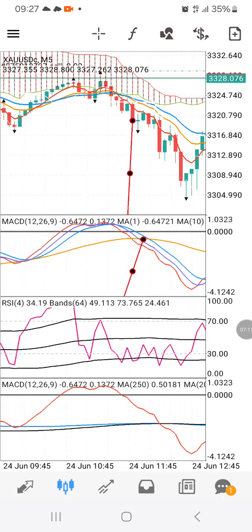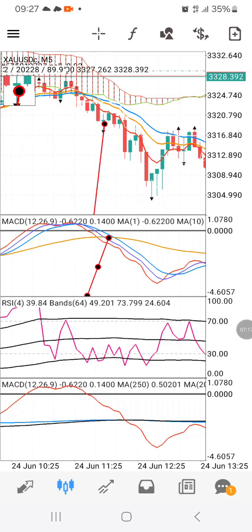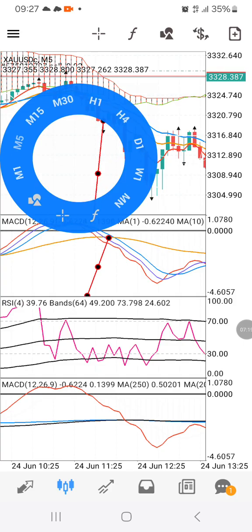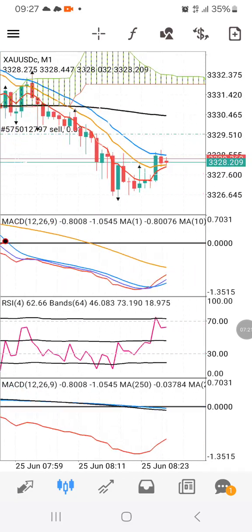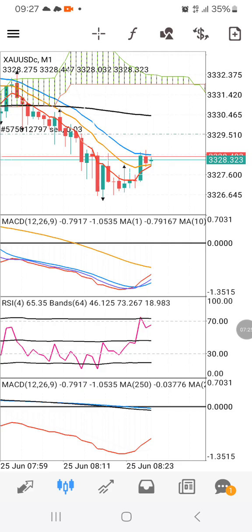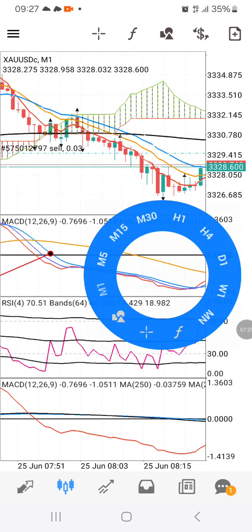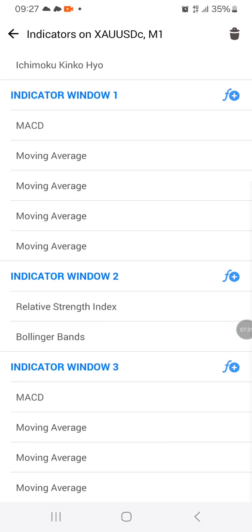I see price dropping below all the indicators on the main window, so that's a good position to buy. This is on the 5 minutes time frame. Make sure it aligns with what's happening on the 1 minute time frame for you to buy gold. Now that's that for indicator window 1. Well, let's look at indicator window 2.